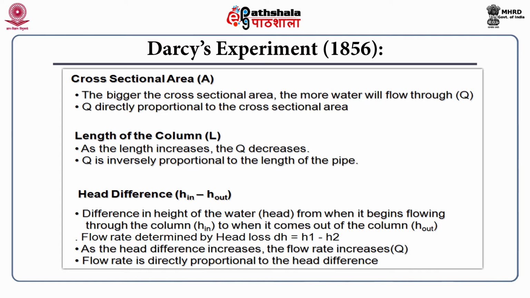The last one is the head difference, that is H in minus H out, the difference in height of the water, that is the head, from when it begins flowing into the column to when it comes out of the column, that is H out. So, flow rate is determined by the head loss. As the head difference increases, the flow rate Q is going to increase. So, flow rate is directly proportional to the head difference.